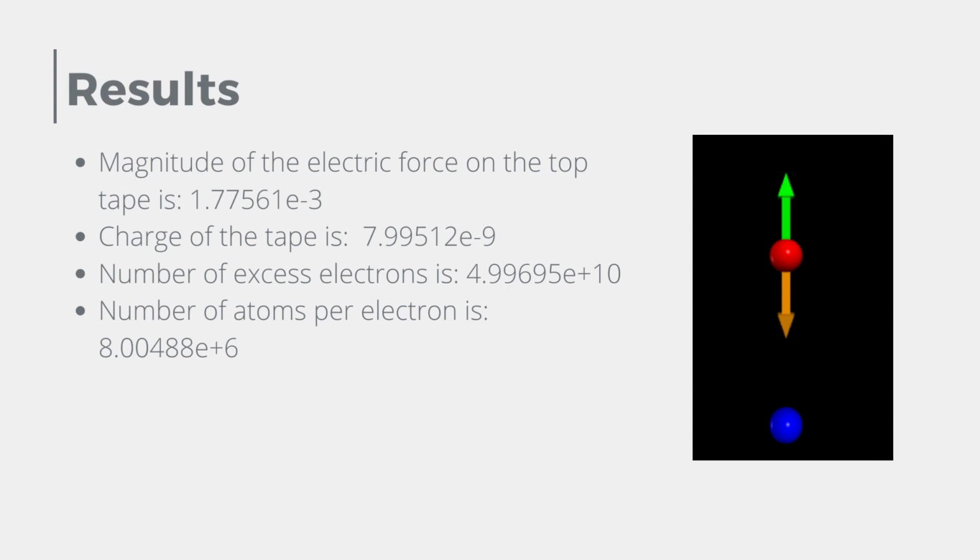The magnitude of the electric force on the top of the tape is approximately 1.8e-3. The charge of the tape as a whole is about 8e-9. The number of excess electrons was about 5e10, and atoms per electron was 8e6.